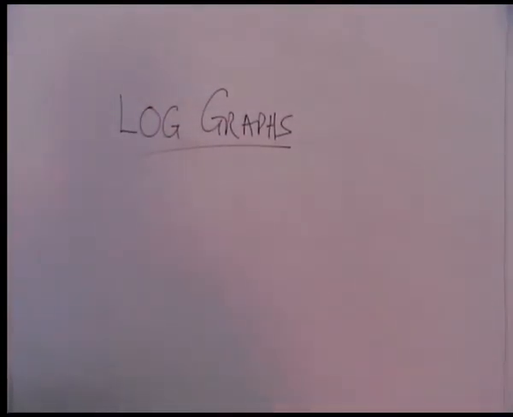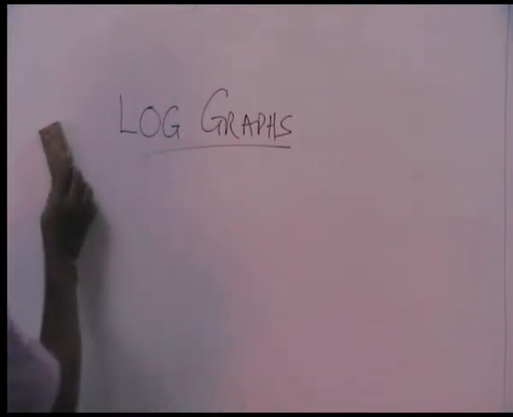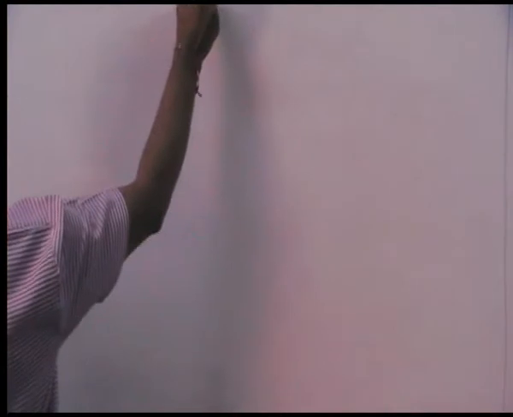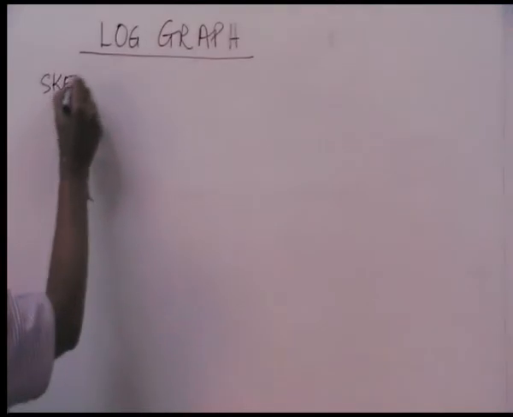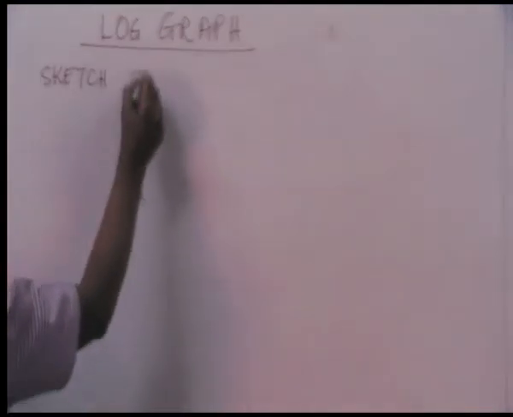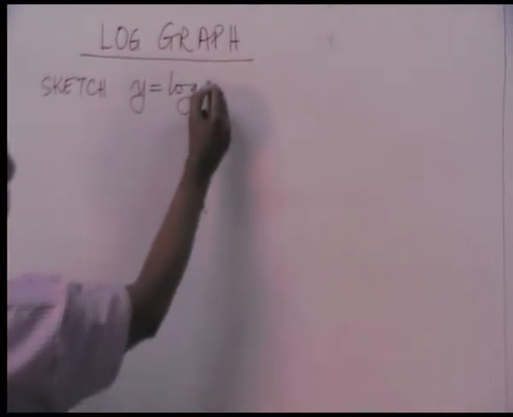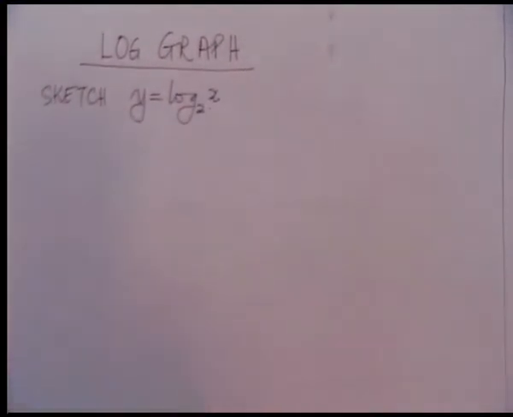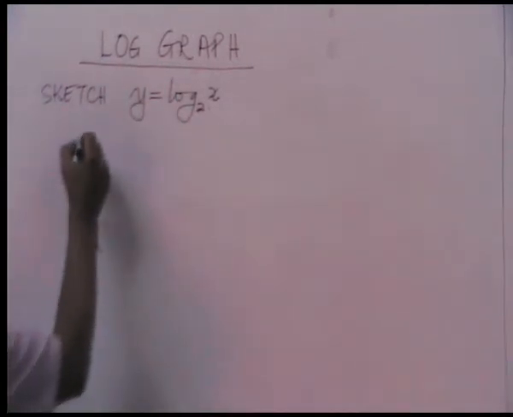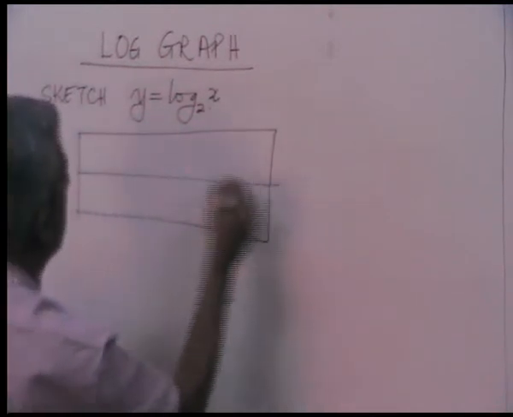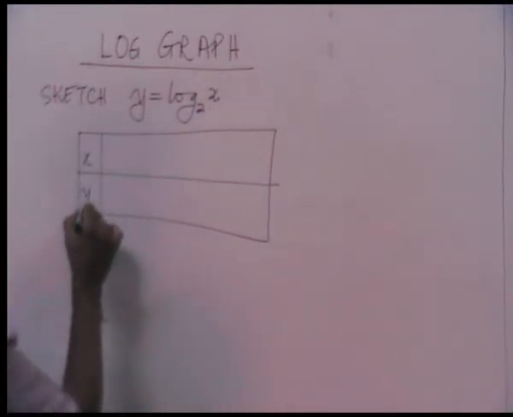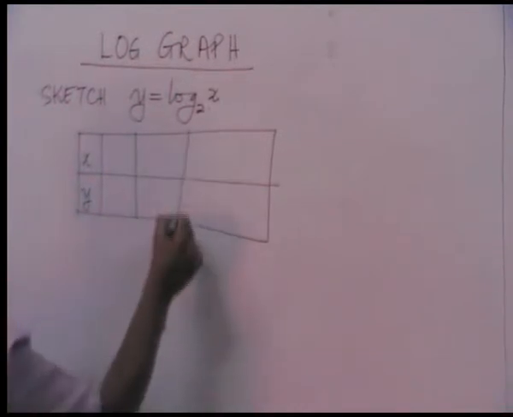Hello there, welcome. We're doing a little bit extra now. We're doing log graphs. So what we're going to do is draw a very simple log graph. Let us suppose we are told sketch y is equal to the log of x to the base 2. If we are required to draw this graph, well, we'll first have to find some ordered pairs. See? So there's your x and there's your y, and you'll have to find some ordered pairs.